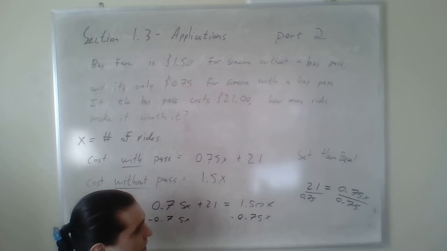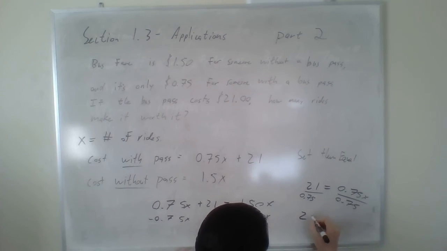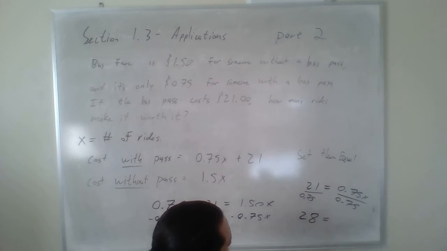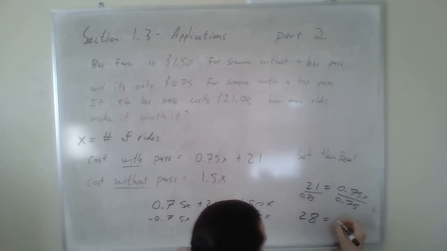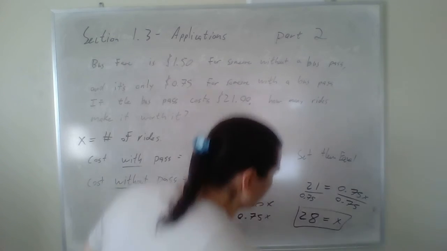21 divided by 3/4 is, I think, 28. Yeah, because we're multiplying by 4/3. So yeah. You need to ride the bus 28 times.